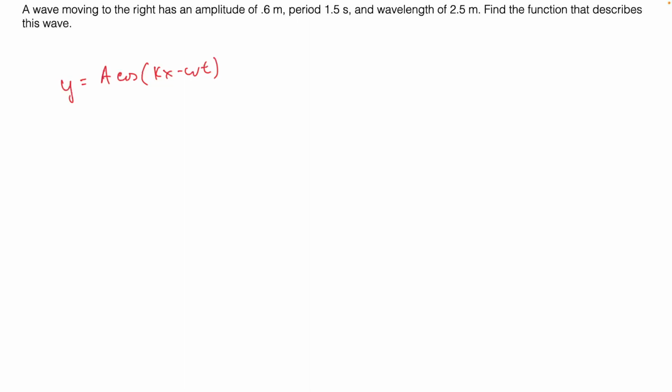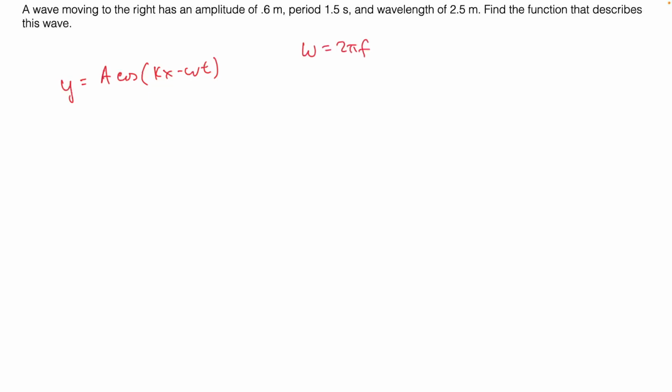We need omega and what's the other thing that's not a variable in here? The wave number, k. So we need k and omega. We have amplitude, don't we? Yeah. They just told it. Okay. So how are we going to find the wave number and the omega?